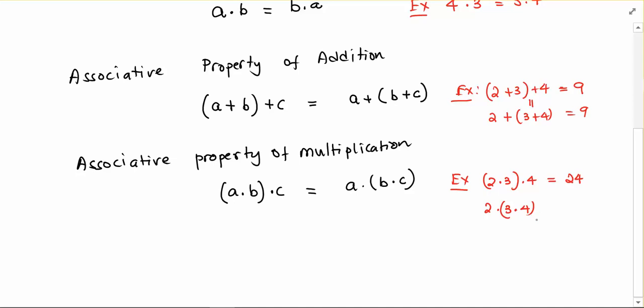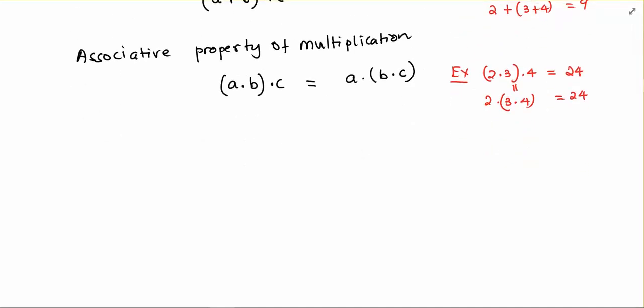3 times 4 is 12, 12 times 2 is also 24. So you can see that it doesn't make any difference. You probably knew all this already, but it doesn't hurt to refresh. Now we get a fairly important one, and that's called the distributive property.